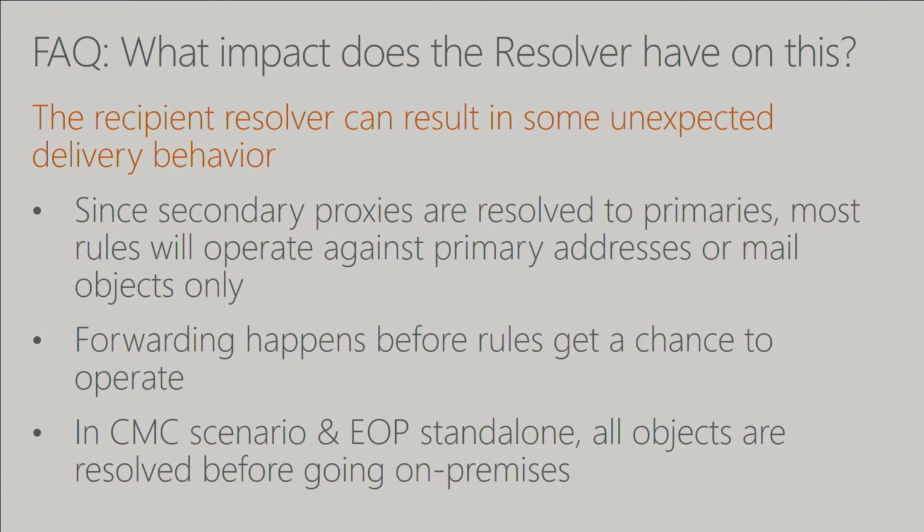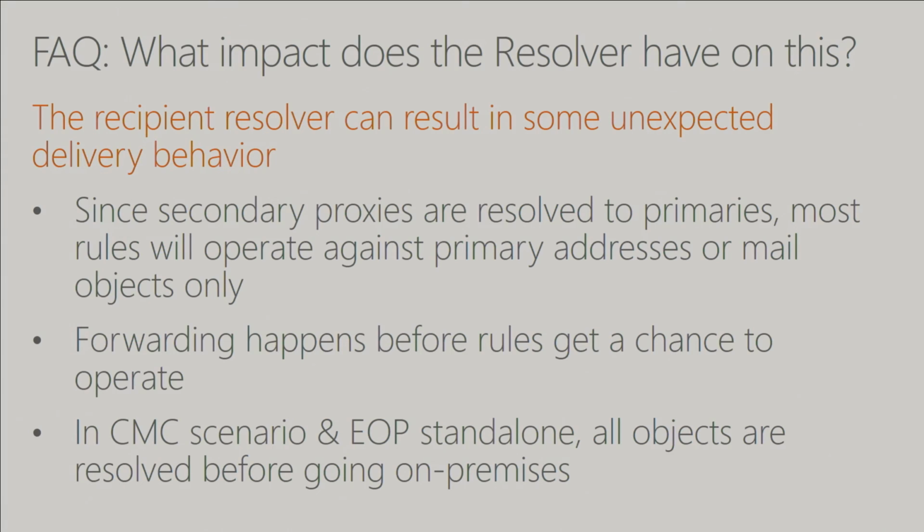With directory synchronization comes the recipient resolver. And the recipient resolver can sometimes do some things that we're not quite expecting. If you have people who have more than one SMTP address, and they're receiving mail on one of their non-primary addresses, our resolver will figure out what their primary address is, and it's going to rewrite the recipient to be their primary SMTP address. And this results in sometimes our transport rules not matching where we expected them to.